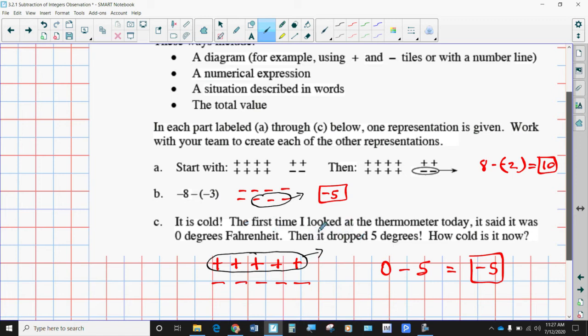Yeah, so the idea of taking 0 - 5 on a number line might make sense to you, might actually make more sense in this process, but this is how you would illustrate it with integer tiles.